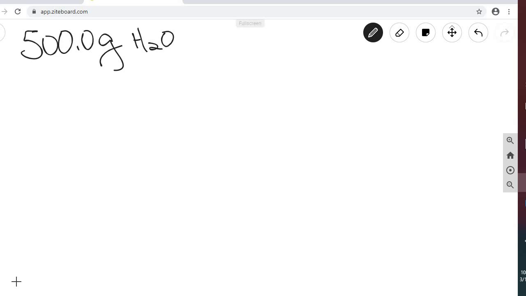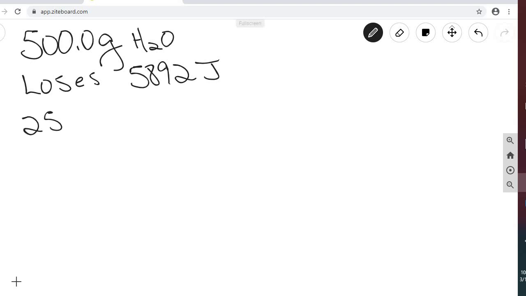And it says the water is in its liquid phase, and it says it loses 5,892 joules of heat. If it started out at a temperature of 25.0 degrees C, so that you should realize that's the initial temperature. What is its final temperature? So we are asked to find T final.